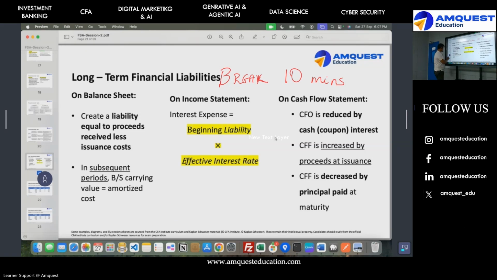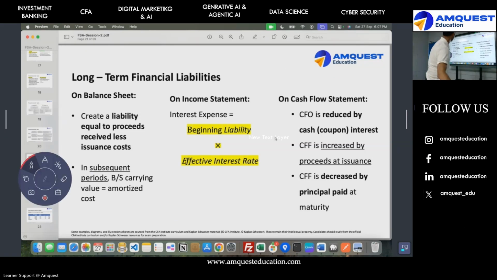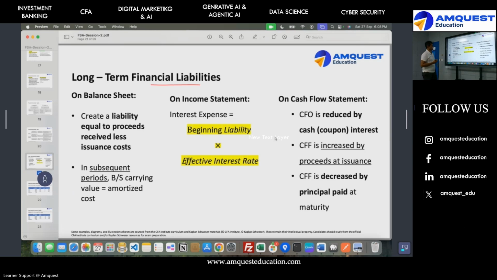So what is long-term financial liability? Basically, if you have any liability on the balance sheet, you will record the liability at the value that you have actually received, right? If you took a loan of, let's say, 100, you record a liability for 100, correct?